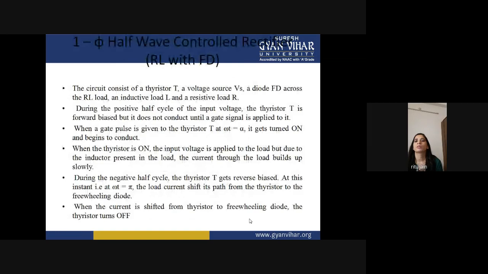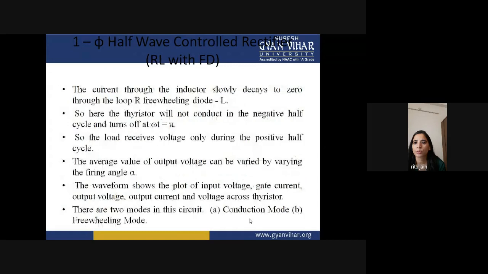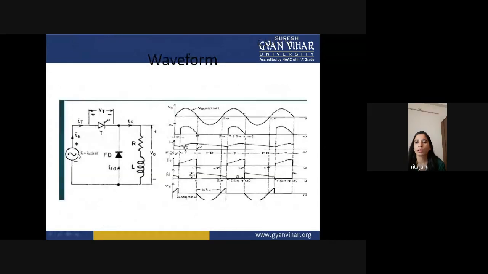So we come to the first point, that is your single phase half wave controlled rectifier with RL load with a freewheeling diode. First we come to the diagram. You can see that there is a supply voltage which is your AC voltage. This is your thyristor. One freewheeling diode is connected in this circuit diagram, and the freewheeling diode is connected in parallel with your RL load. This is your resistance load, and the voltage across this SCR is equal to VT.